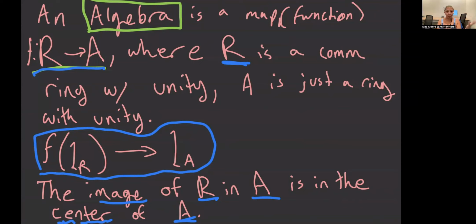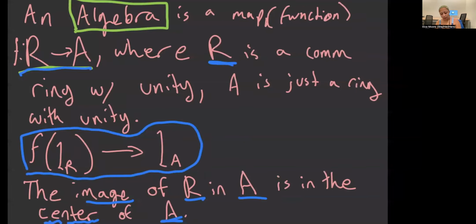So you might remember that an algebra is a map or a function R to A, where R is a commutative ring with unity and A is just a ring with unity. It doesn't have to be commutative. This map preserves the identity, so the identity in R maps to the identity in A, and the image of R in A is in the center of A. So that's an algebra more generally.